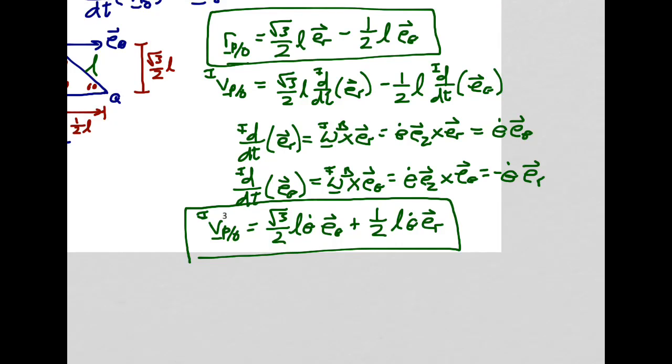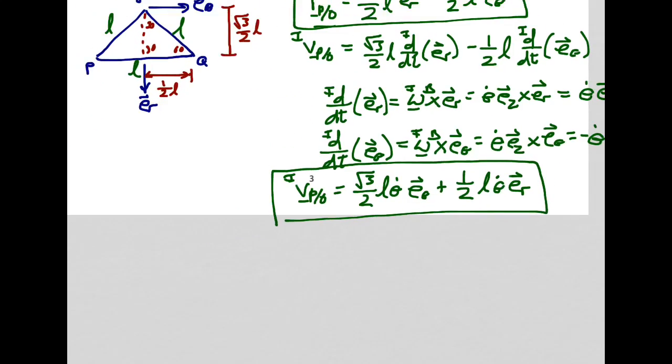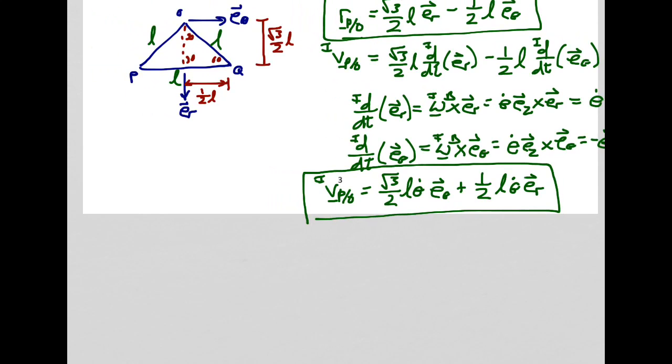So these two expressions, our position vector and our velocity vector, are ready to plug into our expression for the angular momentum. And we'll do the same thing for point Q. And so it's r of Q with respect to O is equal to the square root of 3 over 2 L in the E_r direction. And then this time we're moving in the positive. We have a vector in the positive E_theta direction. And so this is plus 1/2 L in the E_theta direction.